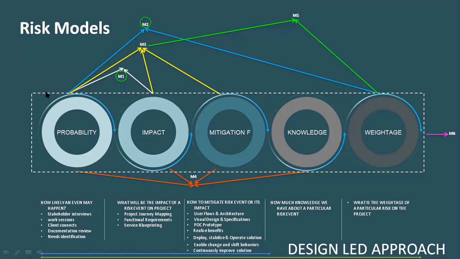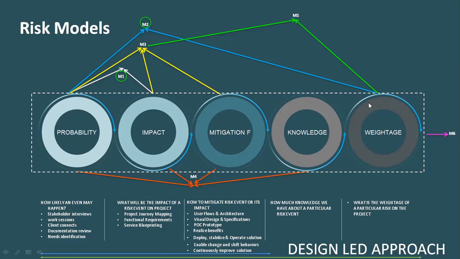I use this, but sometimes I have to omit the knowledge part depending on the situation. The time I omit the knowledge part, I actually directly jump onto which part? Which is the fifth model. The fifth model is based on probability, impact, mitigation, and weightage. You see, the yellow line is probability, impact, and mitigation factor. All 3 club in, and then we have weightage.